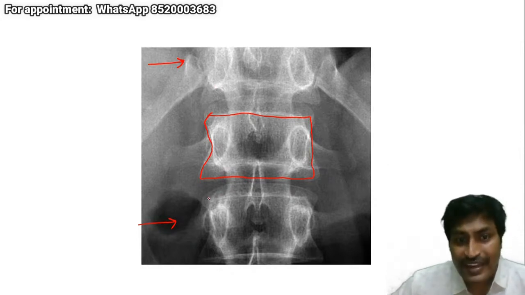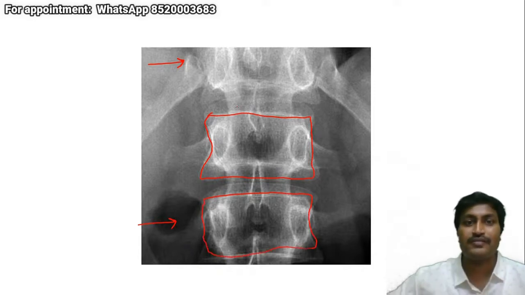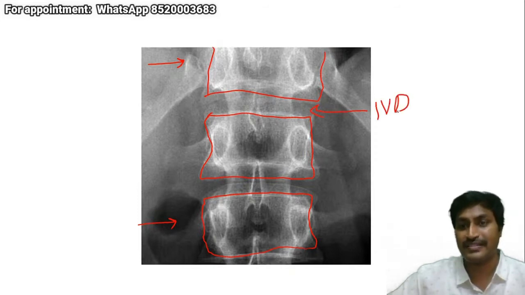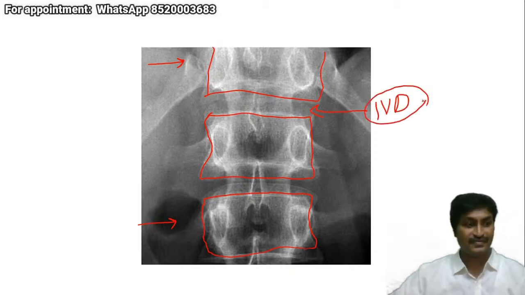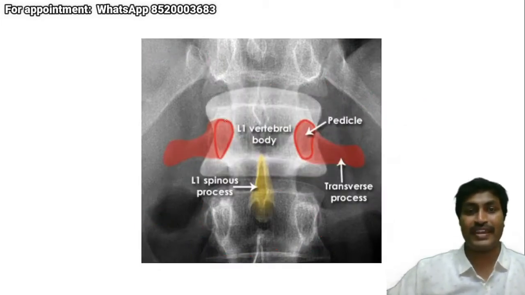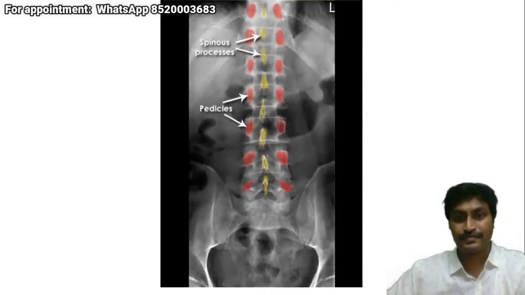Now, where is the intervertebral disc? So this is the vertebral body at this level. So everything between each two vertebral bodies is the intervertebral disc. So this one is the intervertebral disc. I think everyone has identified the AP view. So again, to make it easy, this is the pedicle. This is the transverse process. This is the spinous process.